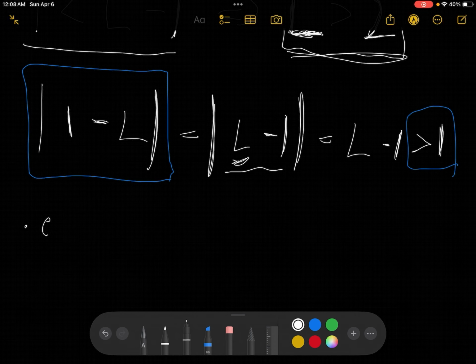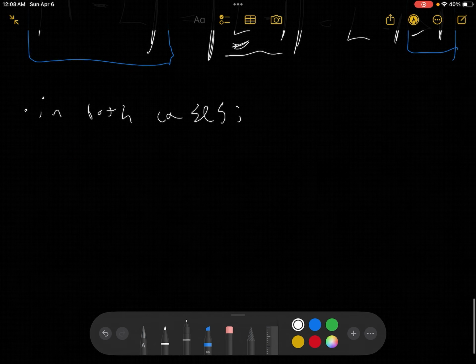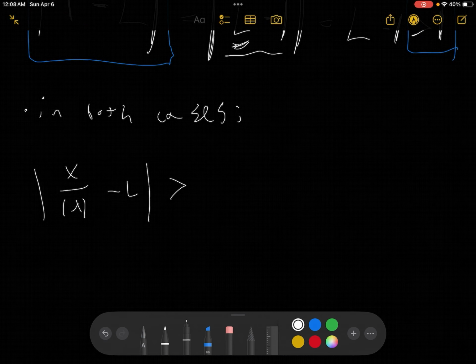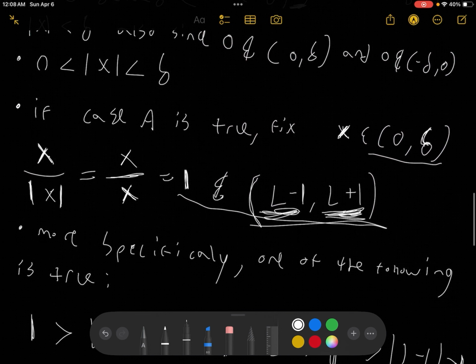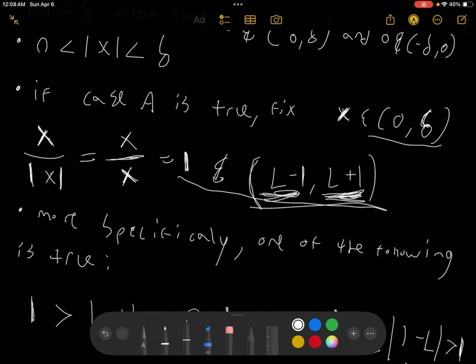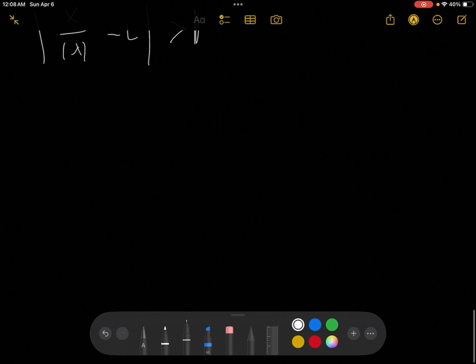So we can say in both cases, the absolute value of x divided by absolute value of x minus L is greater than 1. And now we have to consider the case where B is true, which is going to be very similar.